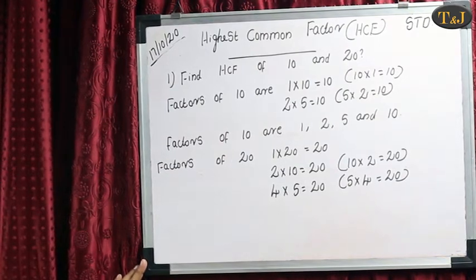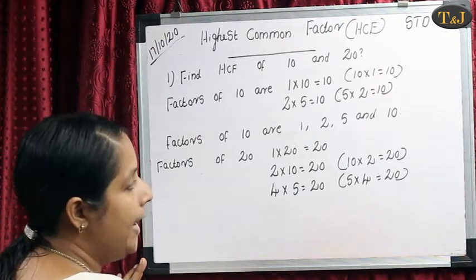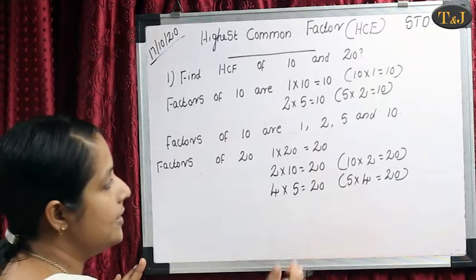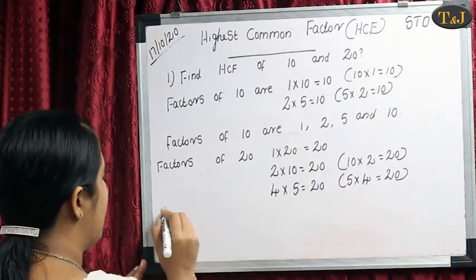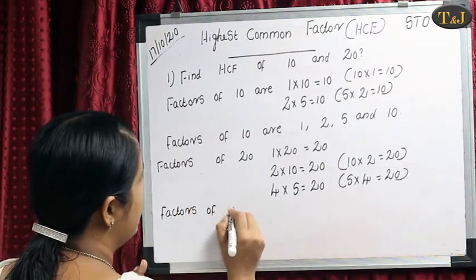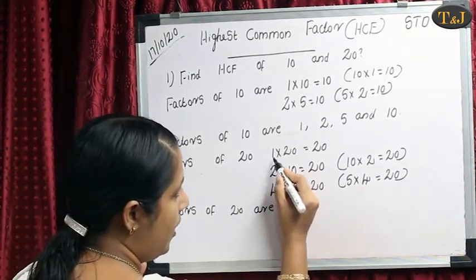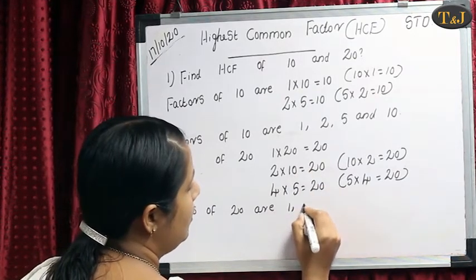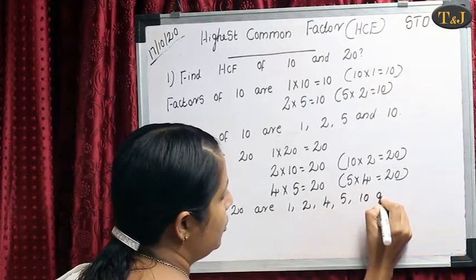Then in 6's table, is there 20? No, the value is 18, 6 3s are 18. Then in the 7, 8, 9 tables, there is no 20. Then in 10's table we have already written 10 2s are 20. So the factors of 20 are 1, 2, 4, 5, 10 and 20.